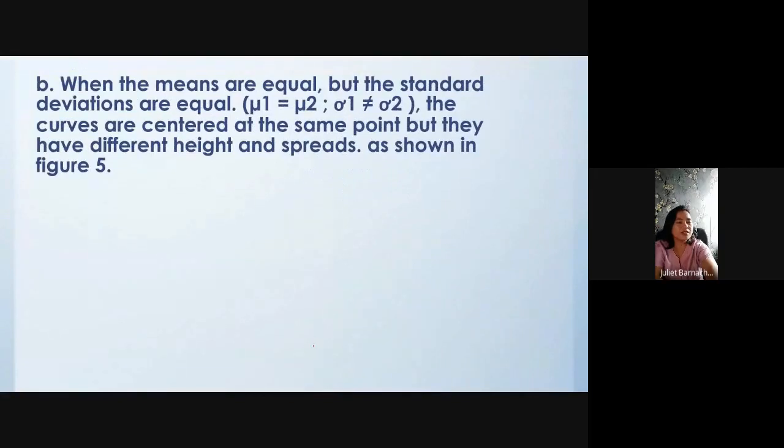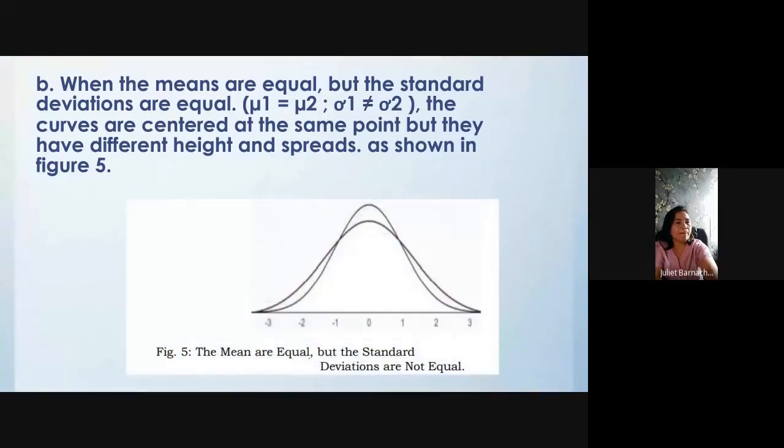Second condition is that when the means are equal, this time equal naman ang mean, and the standard deviations are not equal. The means are equal but the standard deviations are not equal. So itong form na to. The curves are centered at the same point but they have different heights and spreads as shown in figure 5. Ayun. So yun nga. Yung width kasi ng normal curve ay base sa value na standard deviation.